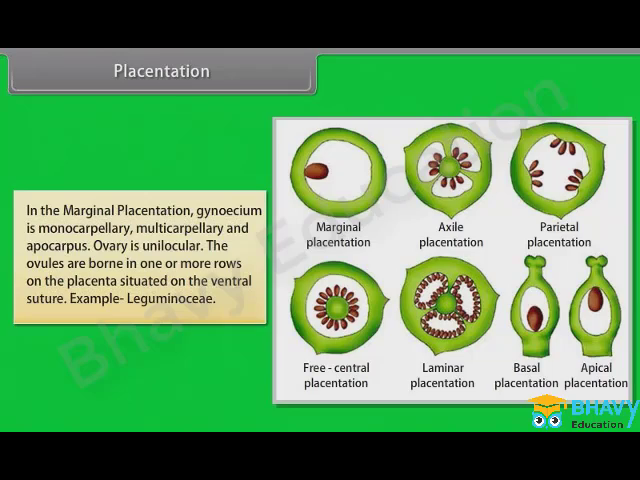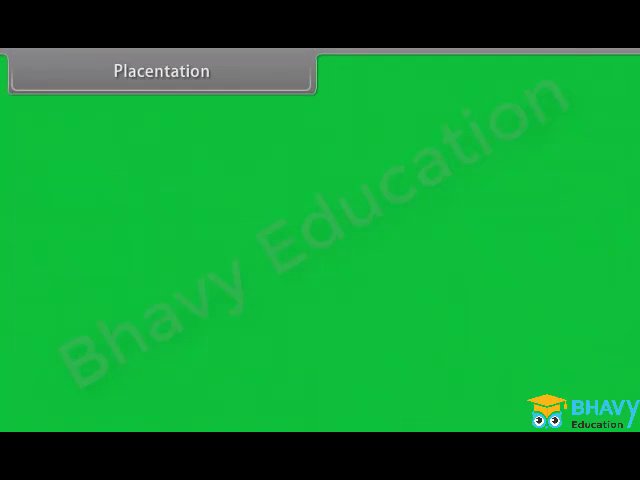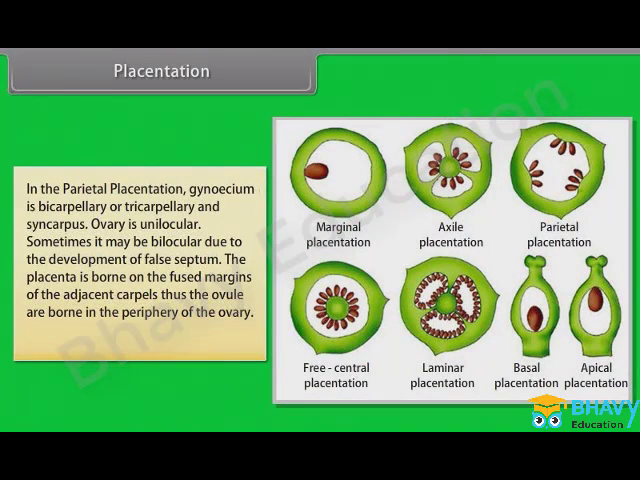Example: Leguminosae. In the axile placentation, gynoecium is bicarpellary to multicarpellary and syncarpous. Ovary is multilocular. The margins of the individual carpel project inwards and then fuse together so that the ventral sutures are placed along the axis. There are usually as many chambers as the carpels. Example: Malvaceae. In the parietal placentation, gynoecium is bicarpellary or tricarpellary and syncarpous.